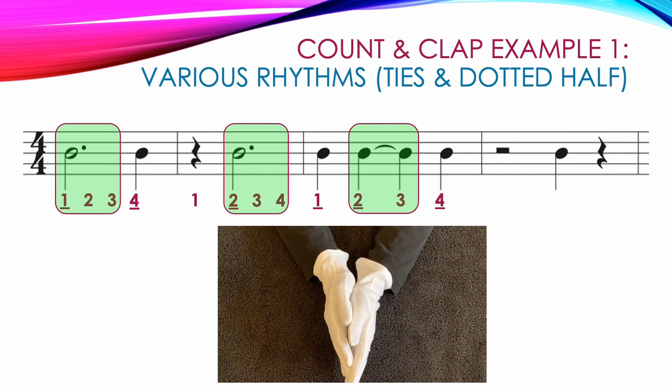The last measure has a half rest, so 2 counts of silence. We count 1, 2 with our hands apart, 1, 2. The measure ends with a quarter note followed by a quarter rest, so a clap on 3 and our hands apart on 4, 3, 4.